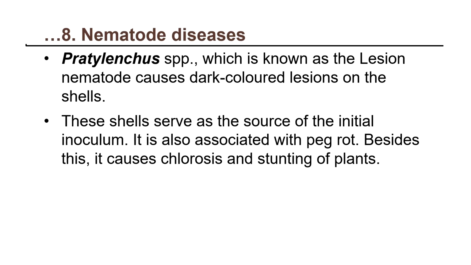Pratylenchus species, which is known as the lesion nematode, causes dark color lesions on the shells. Shells are the kind of coat of the fruit, that is pod. The shells serve as the source of the initial inoculum. Inoculum is disease causing part. It is also associated with rotting of the pegs, which are important for fruit development in groundnut. Besides this, it causes chlorosis and stunting of the plant.